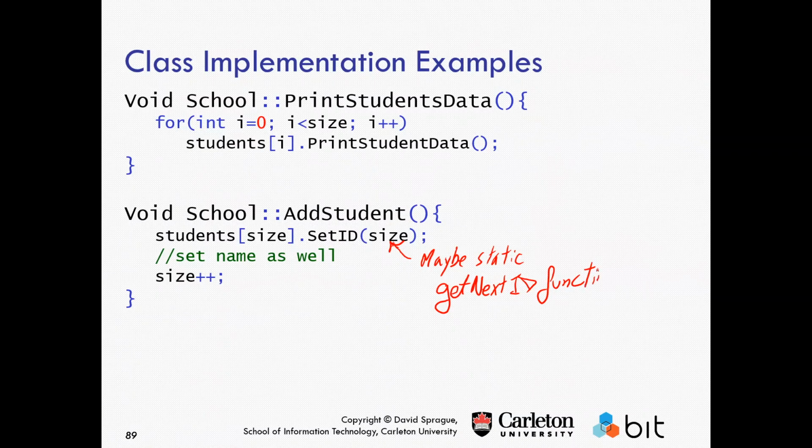And I might do something like this. Right now, the first student is numbered 0, the second student has the ID 1. These are not very good student numbers, right? So maybe I have some kind of static function that allows me to get the next available ID. Every time I query for a new ID, it changes the ID on me. Just get the next available one. I could then put that in here instead of size, and then increase the size.